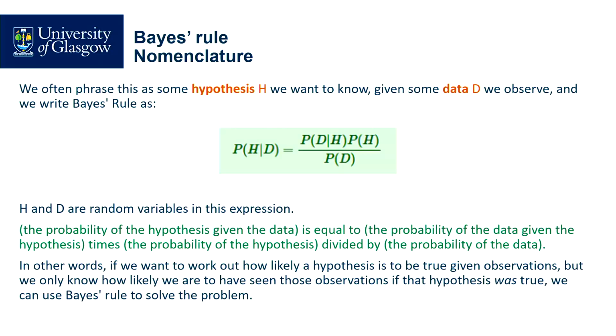Another way to phrase this is to say that there is a hypothesis H that we want to know, given some data D that we observe. And then we write Bayes' rule in the same way, just replacing the variables: the probability of the hypothesis given the data is equal to the probability of observing this data if the hypothesis were true, multiplied with the prior belief that the hypothesis is true, is it a plausible one or not, divided by how likely in general it is to observe this data. So that gives you, again, a bit of information about this ratio.